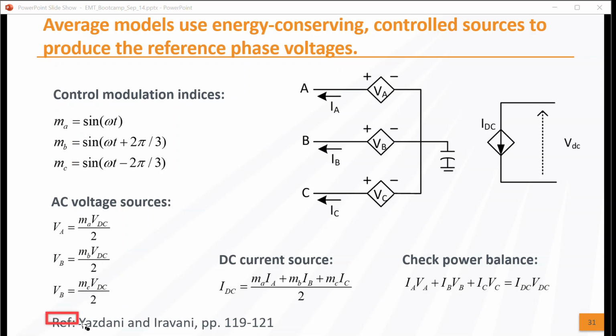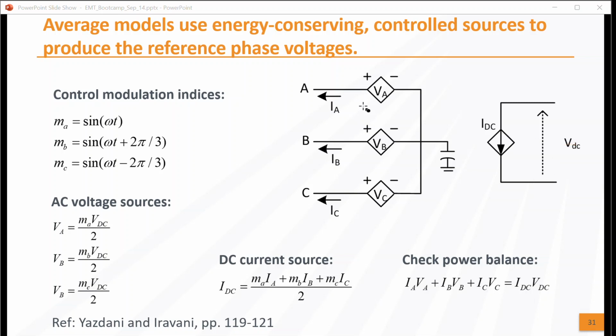And the derivation of this, you can look in the book by Yazdani and Iravani, the one on voltage source converters for power systems. So when we have these modulation indices, you can control a voltage source according to that modulation index times the DC voltage over 2. So if the modulation index is 1, the maximum voltage is going to be VDC over 2, because there's going to be a midpoint in the DC bus, and so half of that can be applied from neutral to the phase voltage terminal.